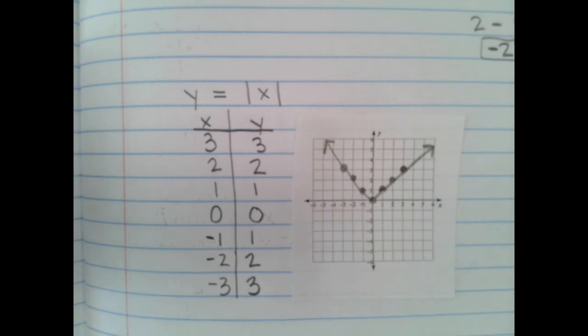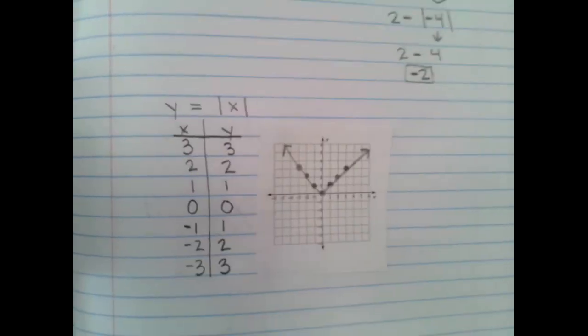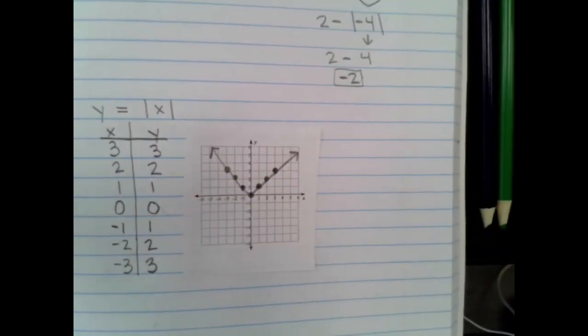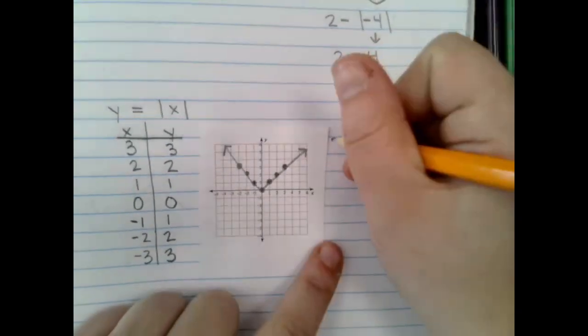Does anyone remember what we called those U shapes? Parabola. Good. And those were U-shaped. This is similar. It's just a V shape. So we still have a vertex. Let's talk about our domain and range. That you guys did while I was gone for a couple days.